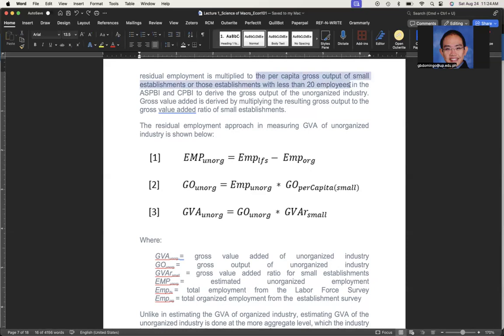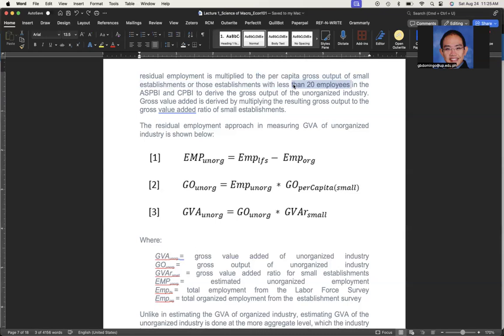So this statistic, this labor productivity, is calculated from your ASPBI, your establishment surveys, which are part of those administrative surveys that the government undertakes. And then you use that value here. What you're saying is that the unorganized output essentially has the same technology or the same productivity as the organized businesses, but they're small, right? So there's no difference between the unorganized business and the organized small businesses. And by small, we mean establishments with less than 20 employees.